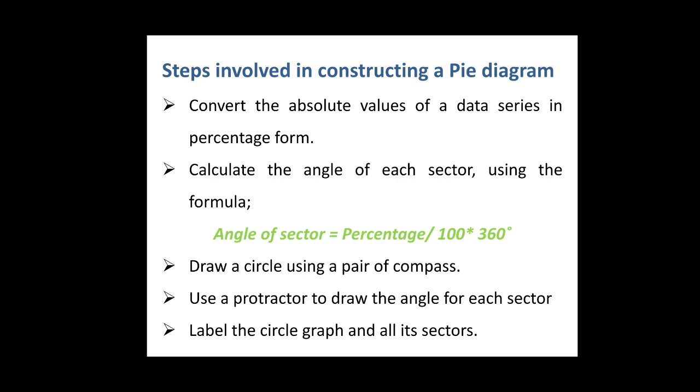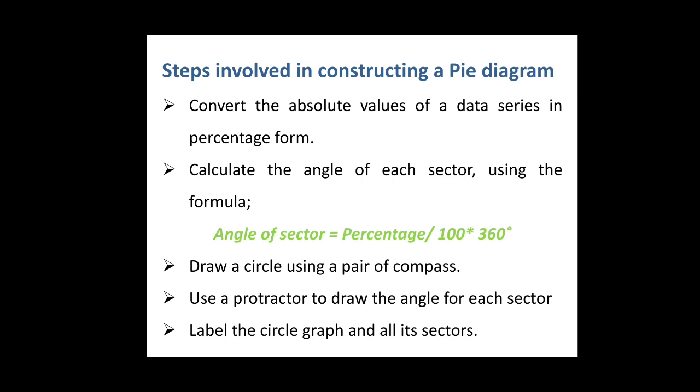So, in the second step, we have to determine what percent of 360 degrees represents each category of data by using the formula given here, which is angle of sector is equal to percentage, that is the percentage value of the data series we get in the first step, divided by 100 multiplied by 360.